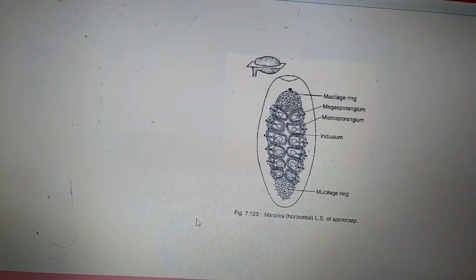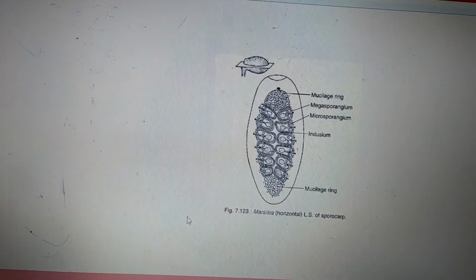So this was a description regarding the horizontal longitudinal section of the sporocarp.